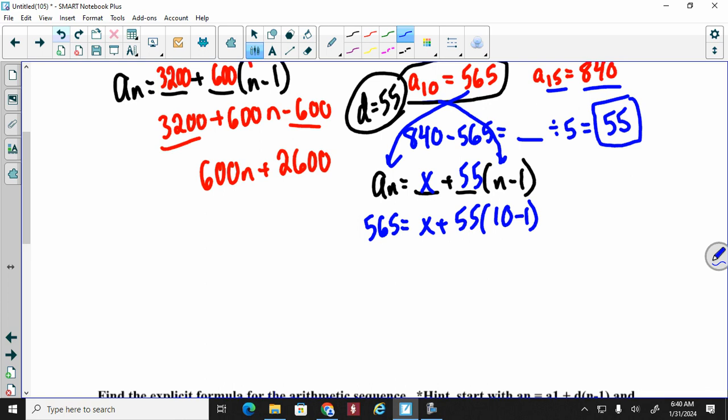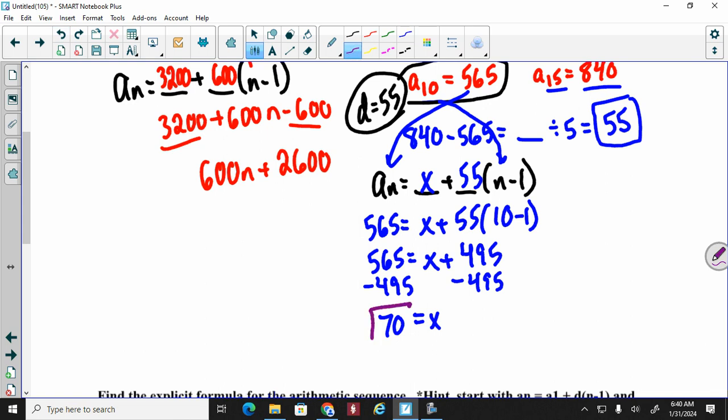So I'm just going to go ahead and mentally solve that. So 55 times 9. My next step is 565 is equal to X plus 495. All right. Subtract 495, just like I would in 6th grade algebra. And I believe X is equal to, I want to say that's 70. Let's see. And it is. Okay. So this is my first term. All right. So this is A of 1.